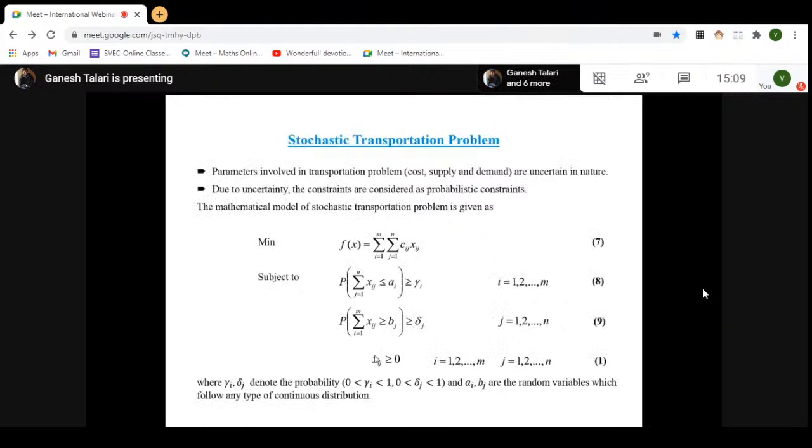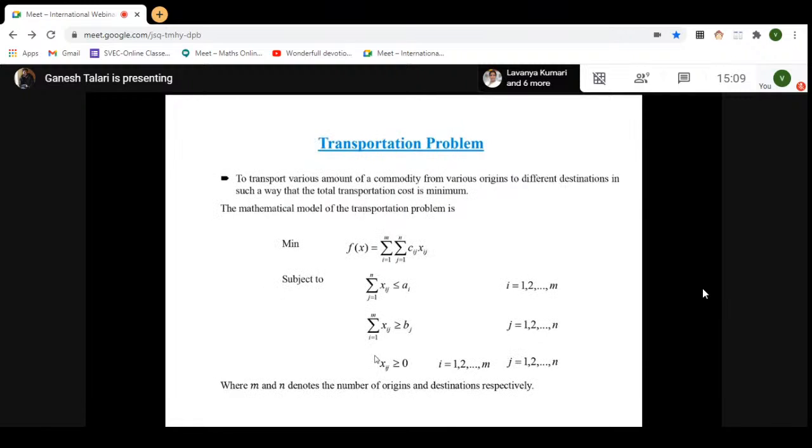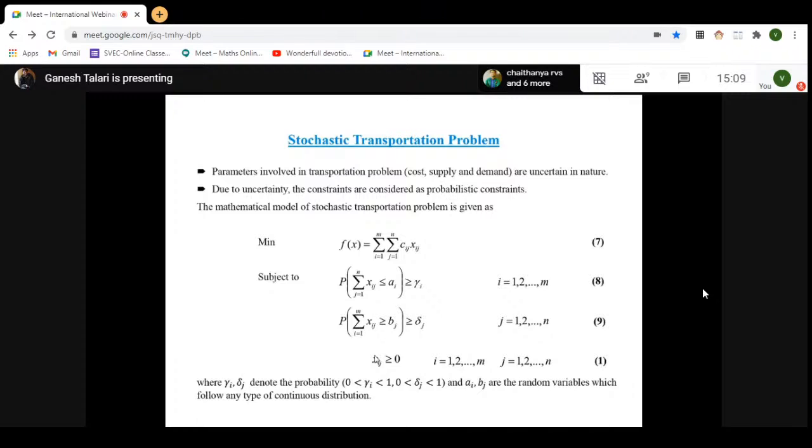Coming to the stochastic transportation problem, if you apply probability to your particular constraint, this is the general one I am telling you. Once the transportation problem in table form is converted into a linear programming problem, it will look like this. It is a stochastic transportation problem because my cost, supply and demand are uncertain in nature. When there is uncertainty, stochasticity comes into the picture. So cost, supply and demand are random variables, and they must follow some probability distribution.